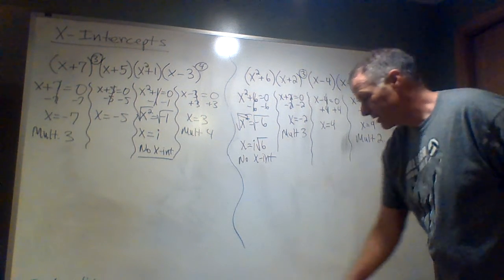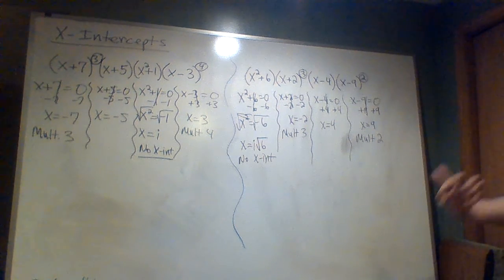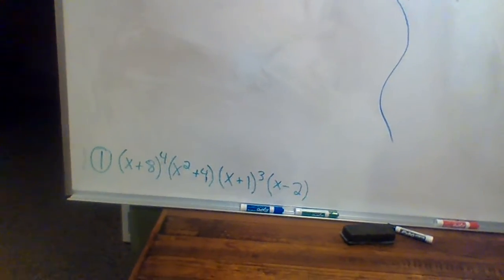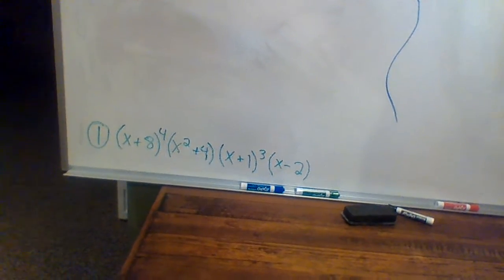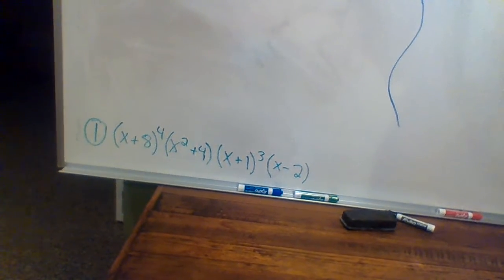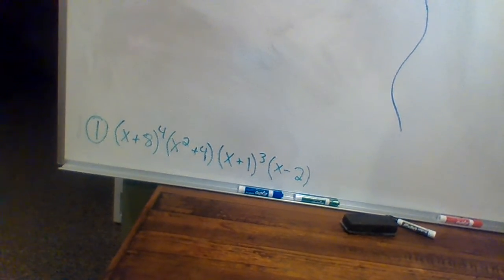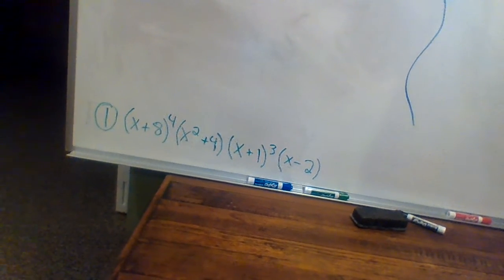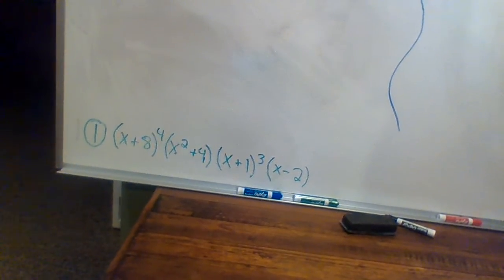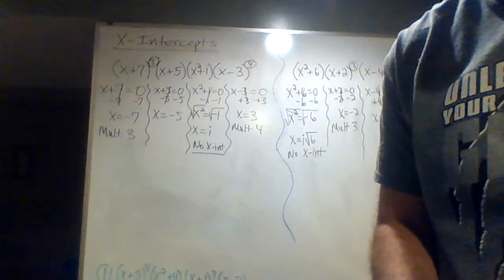So hopefully this is making more sense the second time through, and you kind of get the hang of that. Here's your assignment. Go ahead and work on that. The second parentheses is x squared plus 4. I think the rest of those are pretty self-explanatory. Work on that, enter your answers into your post, and you'll get your credit.